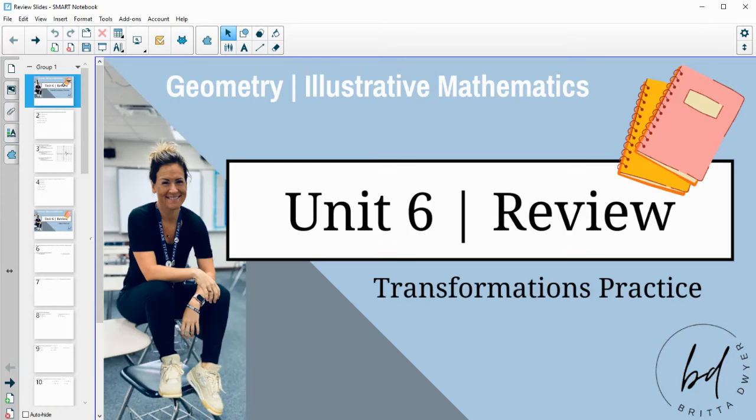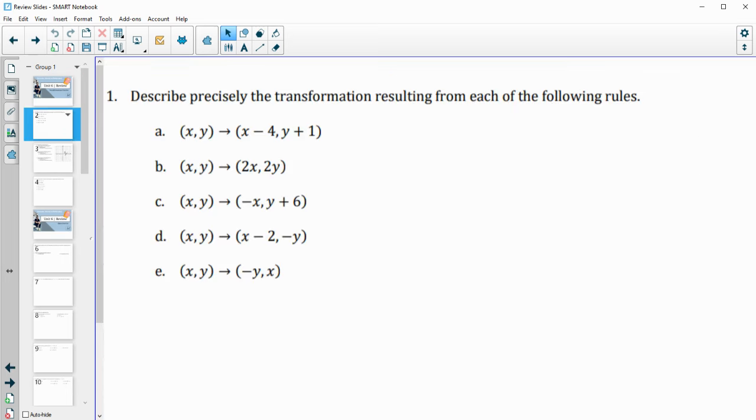In this video, we're going to take a look at the Unit 6 review for geometry, and I have it split into a few parts. So we're going to look at the transformation practice first. Number 1 says to describe the transformation resulting from each of the following rules.